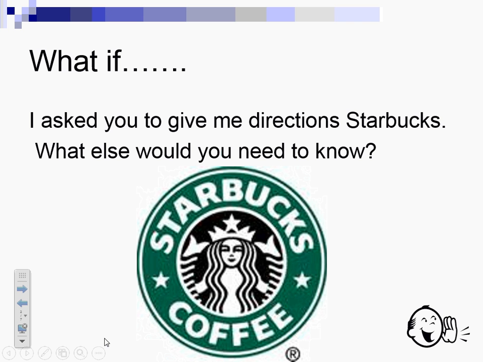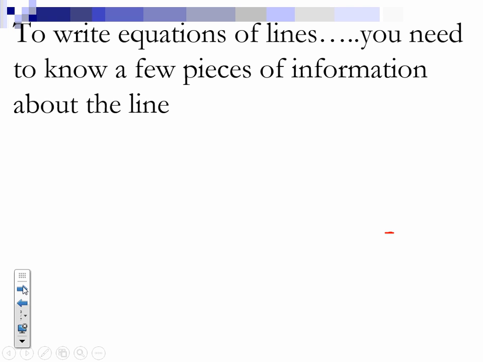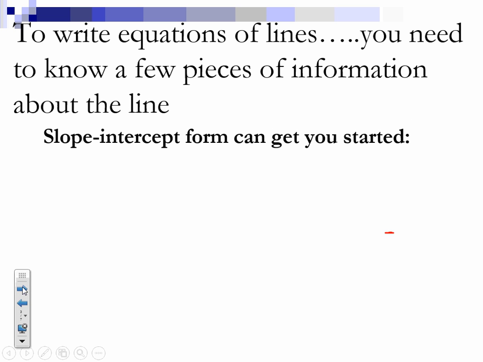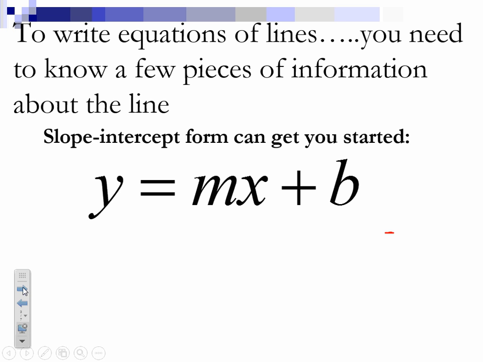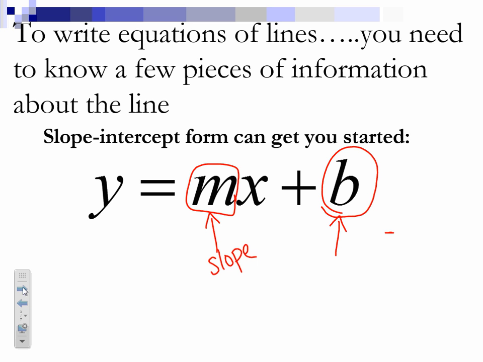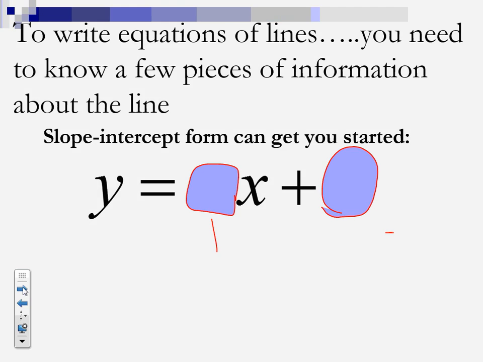The same idea occurs with lines. Remember, to write equations of lines, we're also going to need to figure out a few key pieces of information about the line. If you remember back, slope-intercept form is y equals mx plus b, with two key values being the m and the b. The m represents the slope, and the b represents the y-intercept of that line. So those are the two key pieces of information we're going to focus on finding before we can say that we found the equation of this line.